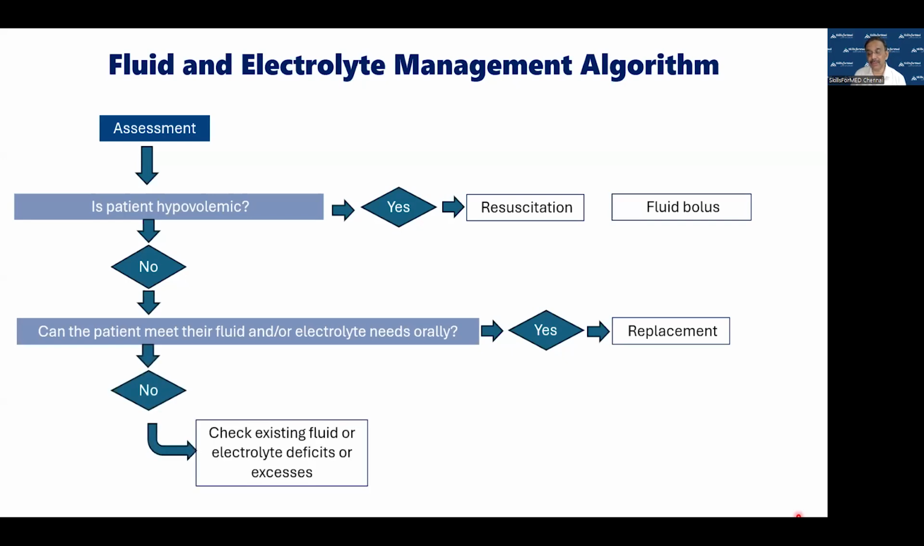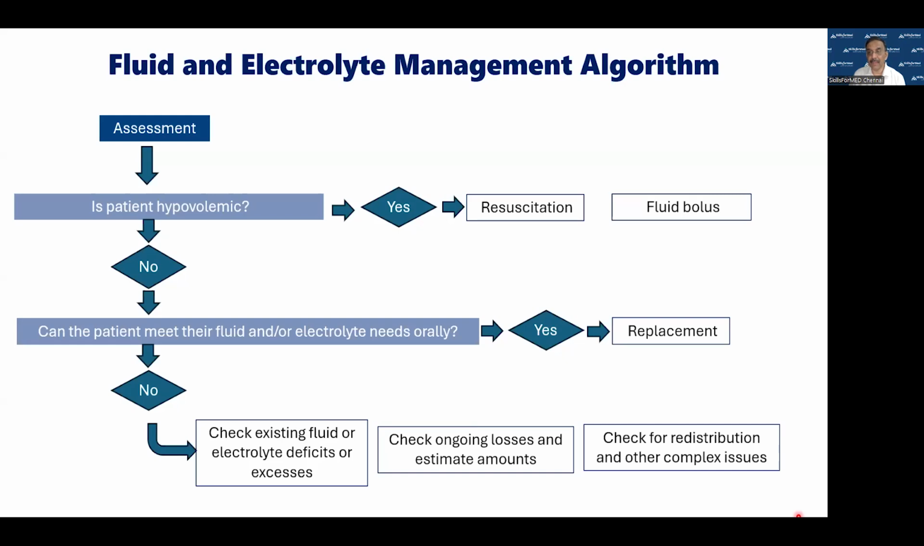So when you're giving IV fluids, there are three things to look at, as I already pointed out. Existing fluid or electrolyte deficits or excess, that is what is the current. Ongoing losses. The past is the existing fluid and electrolyte deficit. What has happened in the past? Check ongoing losses and estimate amounts.